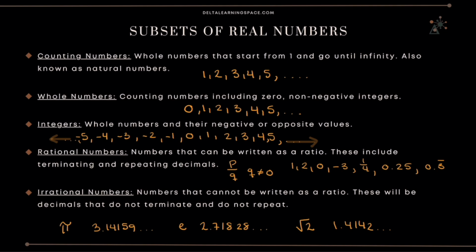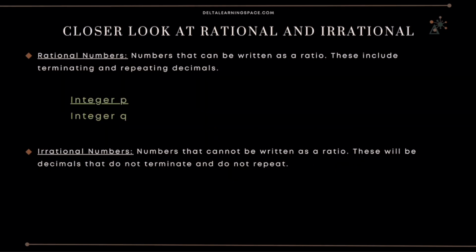And so while our counting, whole, and integer numbers may be values that we're a little bit more comfortable with, let's take a closer look at rational and irrational numbers. So rational numbers are numbers that can be written as a ratio. These will include our terminating and repeating decimals. But what does that mean? So we will have some integer p over integer q. And here is just our ratio.